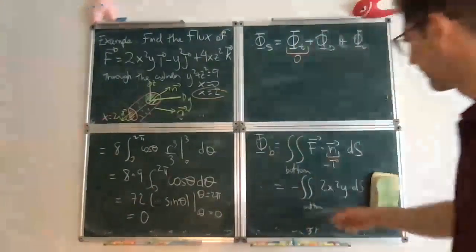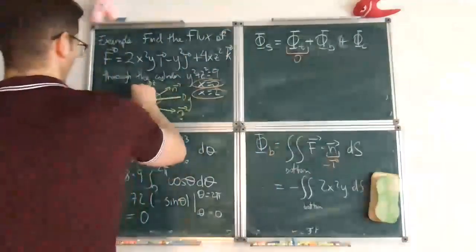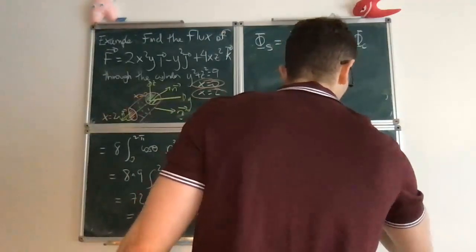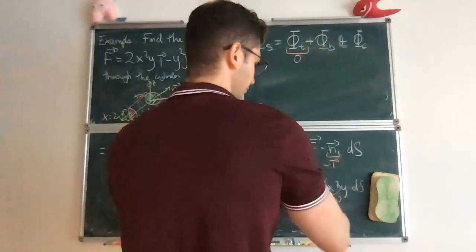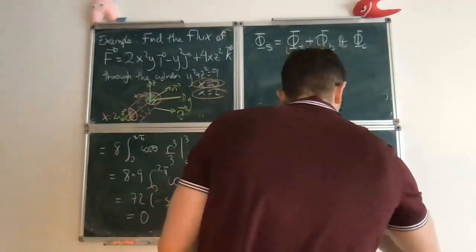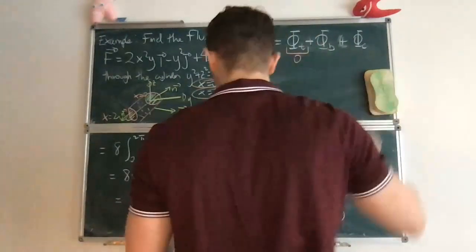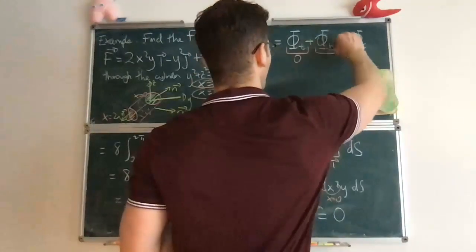But now over the bottom piece, the bottom piece is x equals 0. So this piece equals 0 here. And so you get 0 altogether because this just went away. So you get 0 as well.